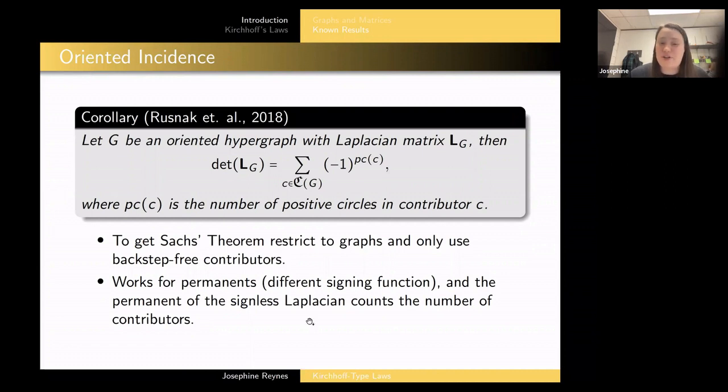And it does work for the permanent. You just have a slightly different signing function if you want the permanent instead of the determinant. And a really fun fact is the permanent of the signless Laplacian actually counts the total number of contributors. So if you want a contributor count for a graph, that's a pretty easy calculation to do.